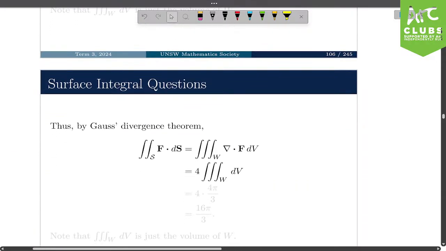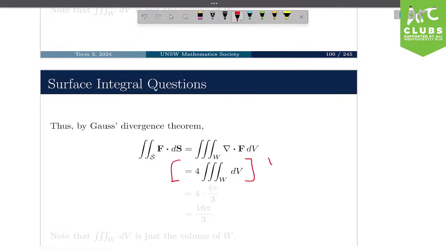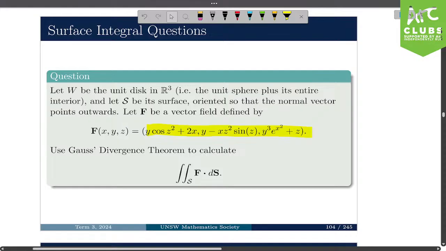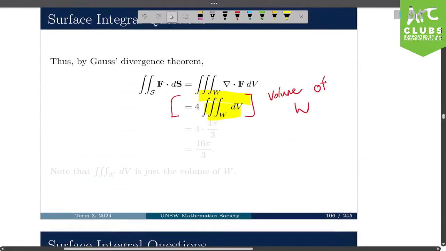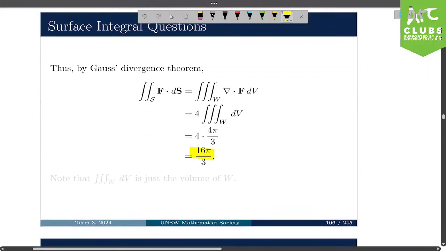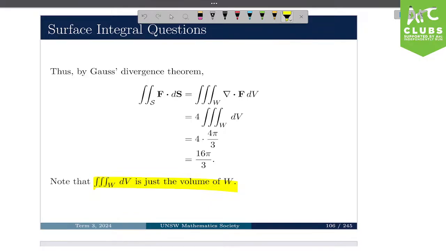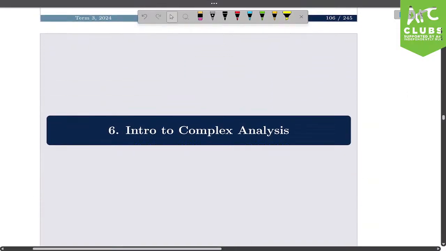And what's nice about this is that this integral here is the volume of W. Okay, so W, we said, going back here, is the unit sphere plus its entire interior. So it's literally just the volume of a sphere. And we multiply by the 4 out the front of the integral, and we arrive at this. So again, note that this is just the volume of W. So we can see that we can take these horrific closed surface integrals and trivialize them into something really nice like this. So these theorems are very powerful. They allow us to compute things that would otherwise be too difficult to compute. And that just about wraps up vector calculus and all of our integral theorems.